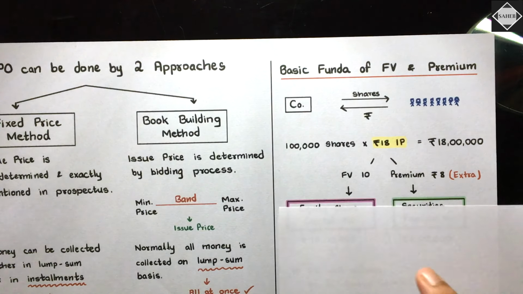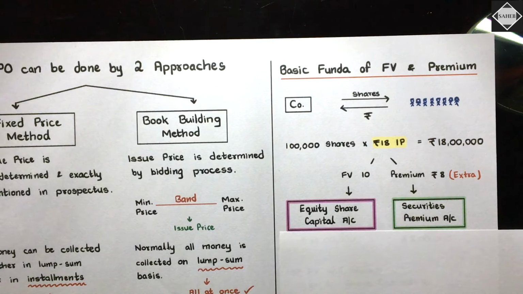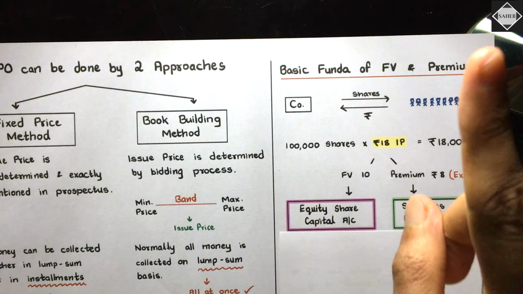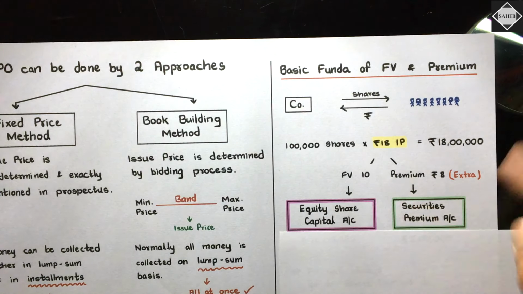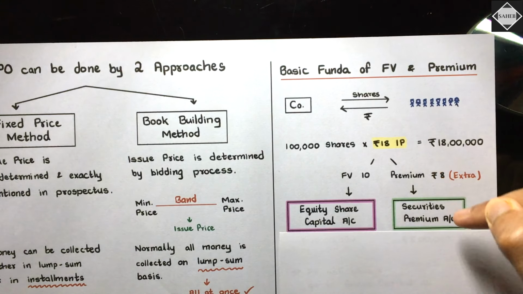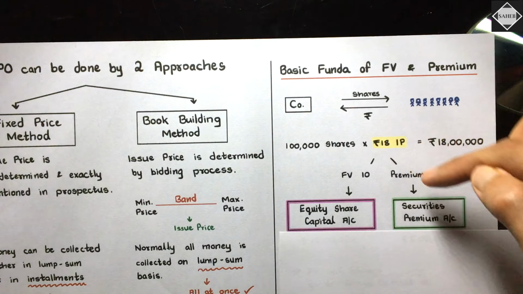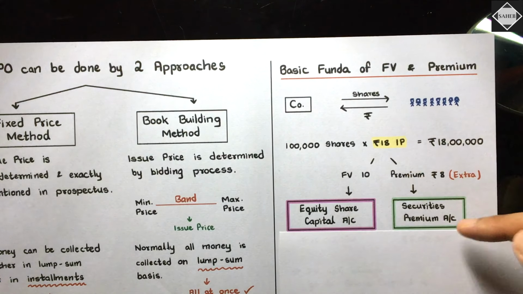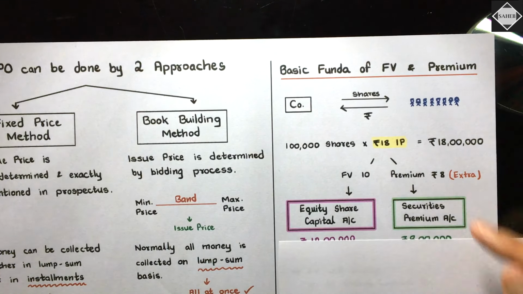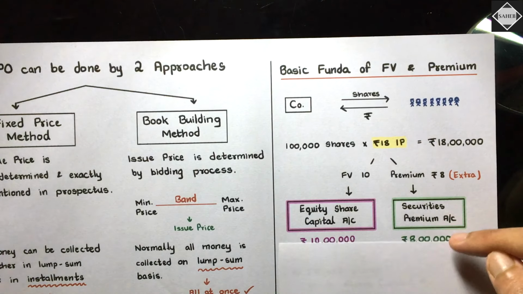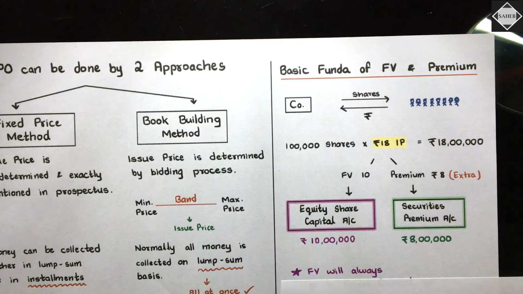Face value is 10. So 10 lakh will go to equity share capital account because that's your capital truly. But the extra amount you have received, that extra is called premium, which will go to a special reserve called securities premium account. Cement this in your mind. Always extra money is called premium. How much extra? 8. See, 1 lakh into 8, that's 8 lakh. Is it clear? Simple and straightforward.